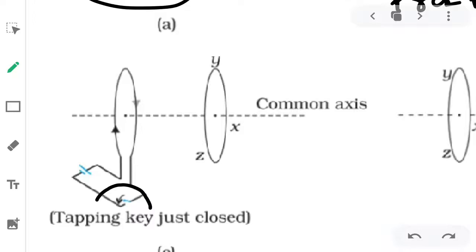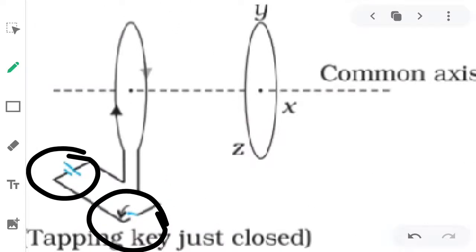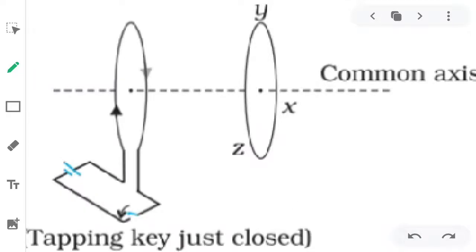This one is a key. This one is a battery. If you zoom out and see, the key is first open, and they have shown the arrow this way, which means they are closing the key. Key is closed means current initially is 0, and as you switch on the key, current increases to the maximum. Obviously it will be DC later, but our point is not AC or DC. Our point is to understand whether current is increasing or decreasing.